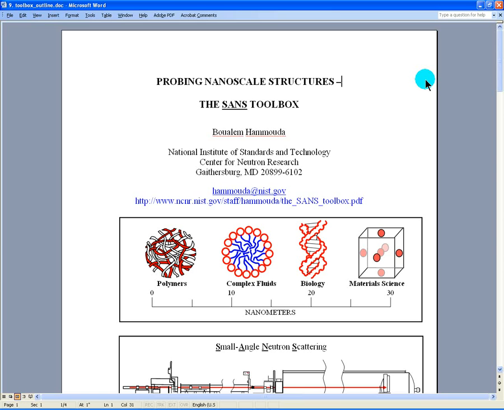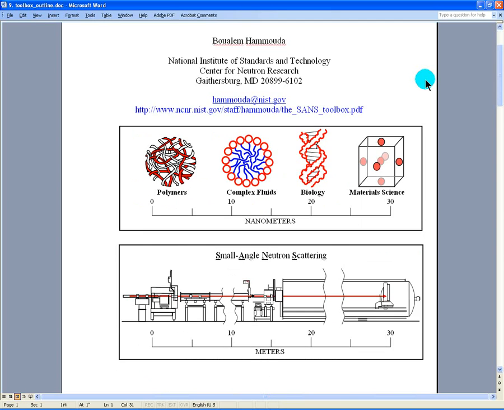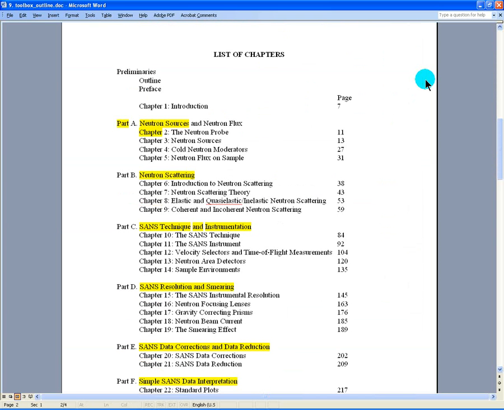Let's go over the outline of the SANS toolbox. The SANS toolbox is organized in terms of parts: part A, B, C. Each part contains a few chapters. For example, part A has neutron sources and neutron flux, which contains 4 chapters, introducing the neutron probe, neutron sources, cold neutron moderators, neutron flux on sample, and so on.